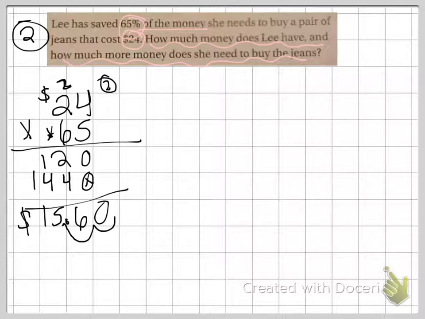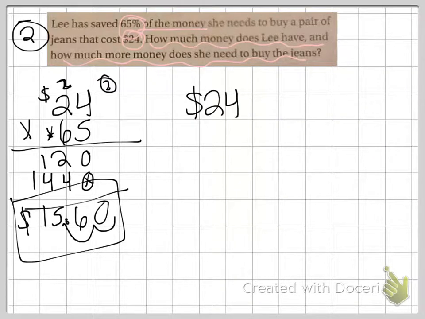And $15.60 is how much she has so far. So that's one part of the question. And we need to figure out how much more she needs. So $24, total cost of the jeans. Take away what she has saved so far.